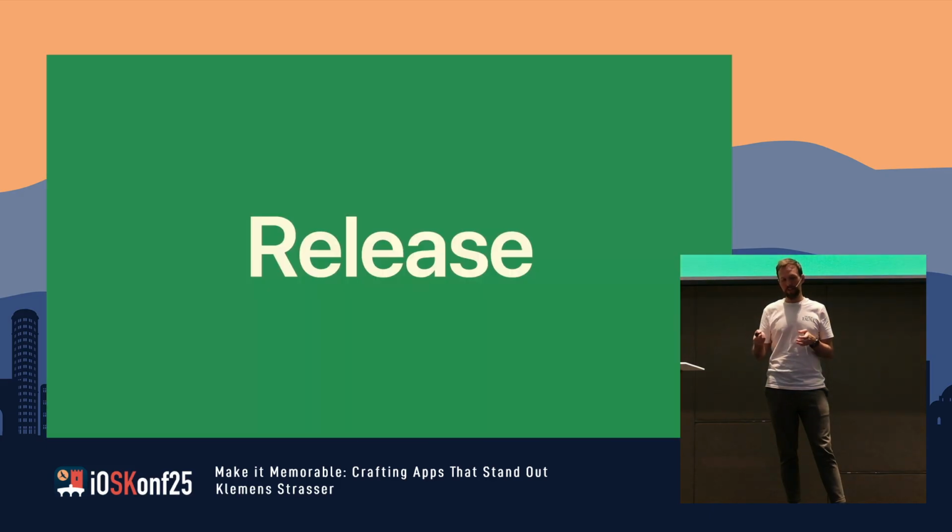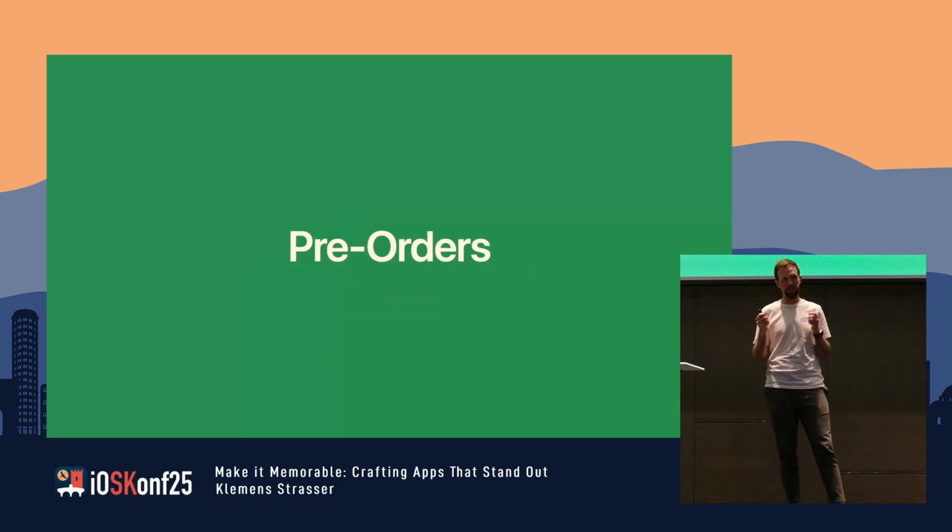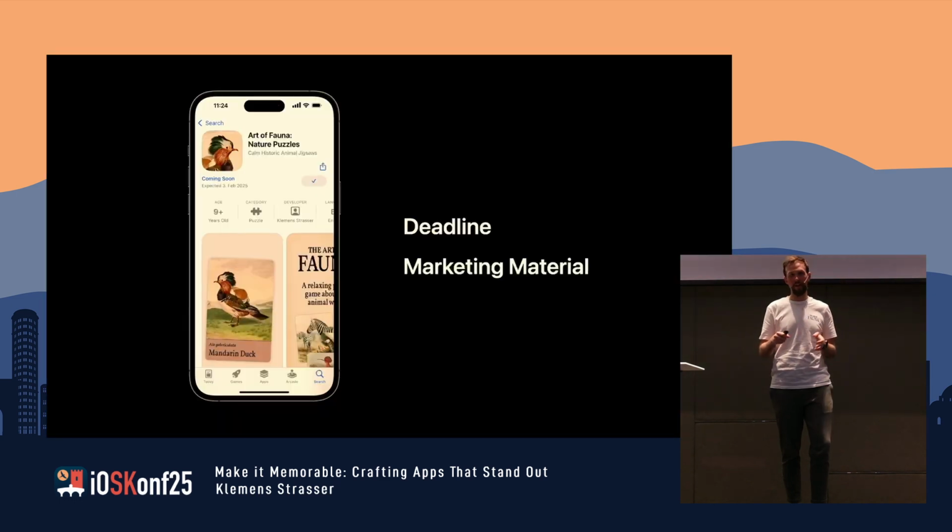And after I have something that I'm happy with and that other people are happy with, I want to release it, and I want to release it very quickly. And one way I force myself to do that is through pre-orders, which is a feature of the App Store where you can make a pre-order up to 6 months ahead, and that gives you a deadline when you have to release the app.